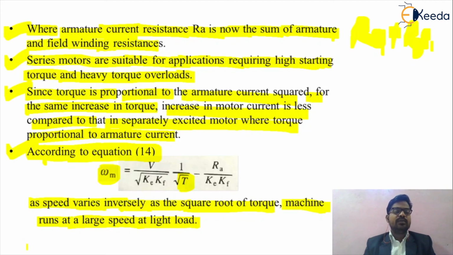So friends, in this way we have studied different types of multi-quadrant operation, that is torque speed conventions of your DC motor and the basic equations of your DC motor.